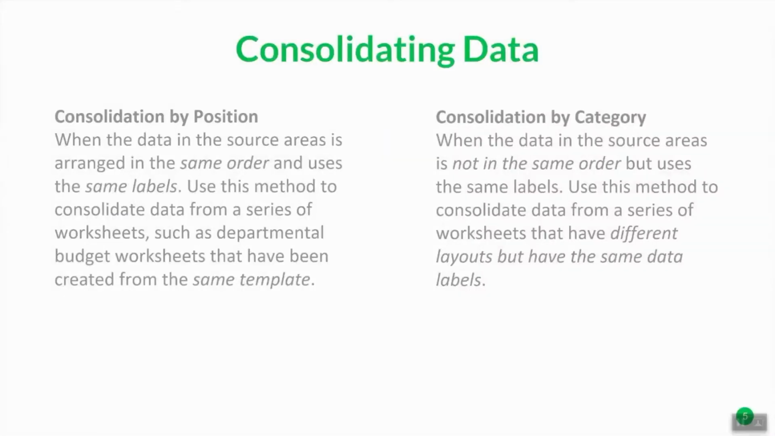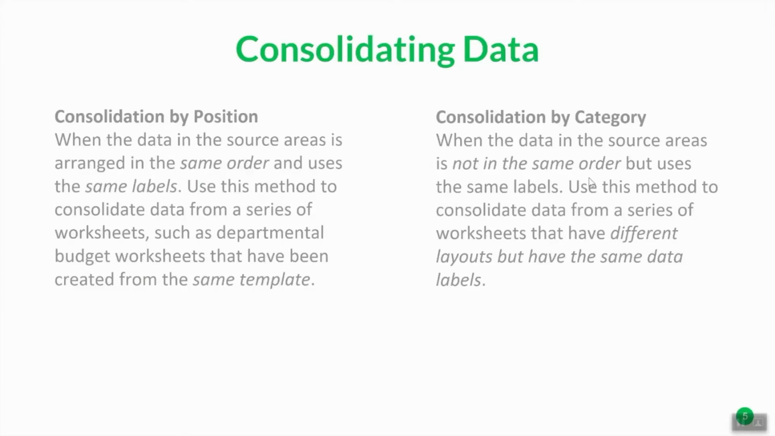First, consolidation by position. When the data in the source areas is arranged in the same order and uses the same labels. Use this method to consolidate data from a series of worksheets, such as departmental budget worksheets that have been created from the same template. So that's consolidate by position.